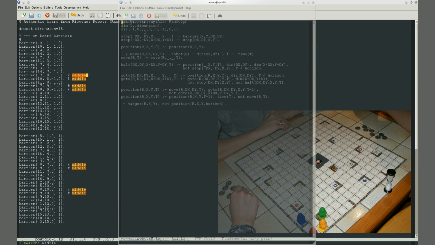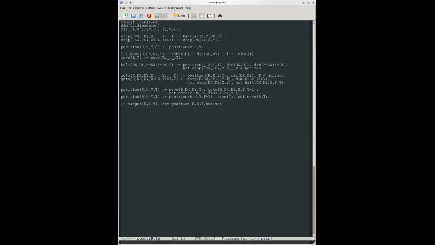The first line of this encoding denotes the possible time slots, that is, we define time slots from 1 to the maximum number of steps which is defined by the constant horizon. The next line defines the dimensions of the board, which is given by the constant dimension.